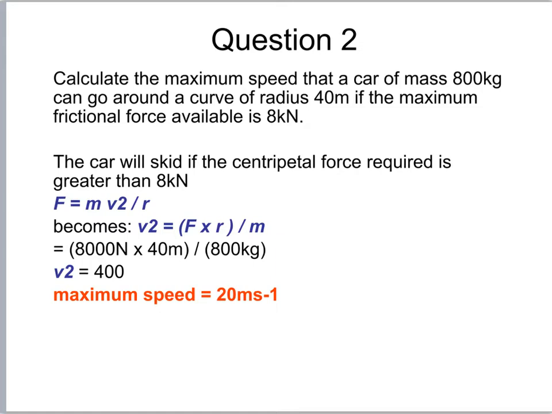And then what we're going to do is put that into the equation. So we get F equals mv squared over r. Rearrange to find v squared is F times r over m, and then we find that v squared is equal to 400, and square rooting that gives us 20 metres per second.